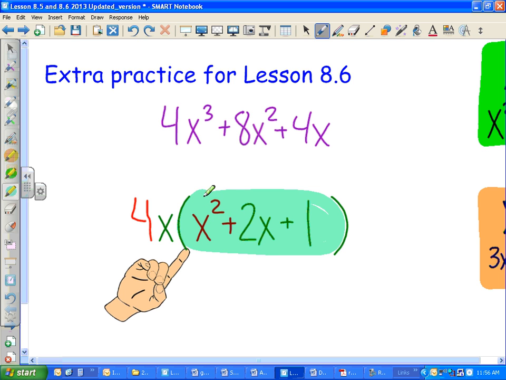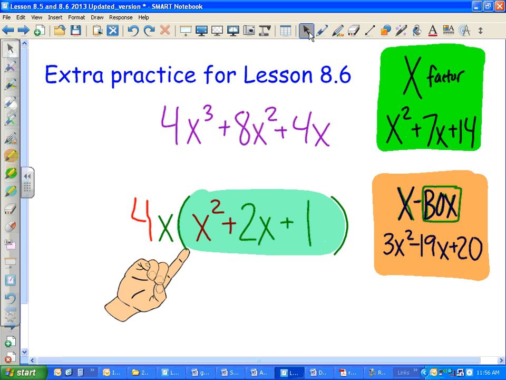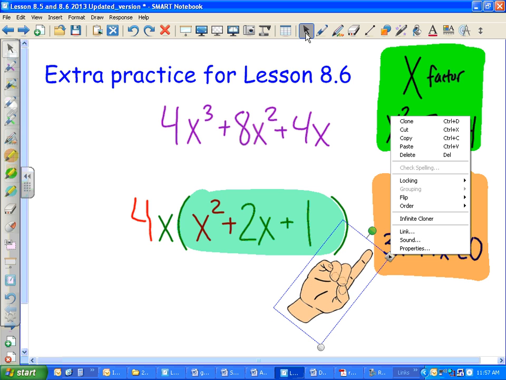Okay, and to focus on this part, I need you to think about 2 things. Look over here. Do I need to use the x factor or do I need to use the x box? Look at the difference here. Here's a little quick review. When do I use the x box? Let me put this in the front so you can see it.